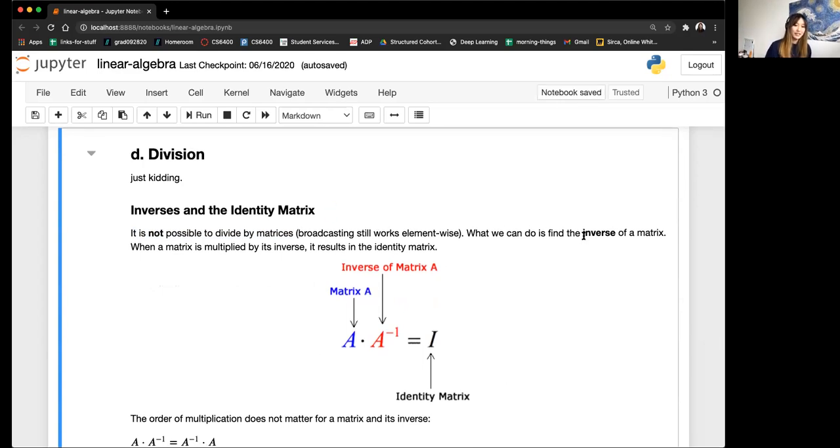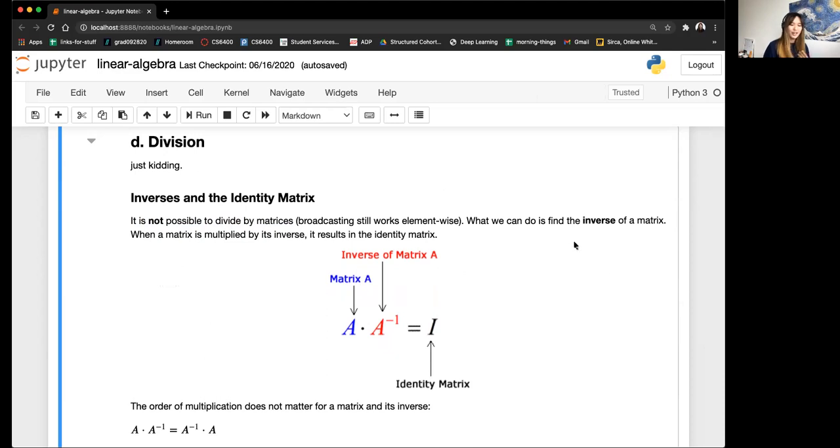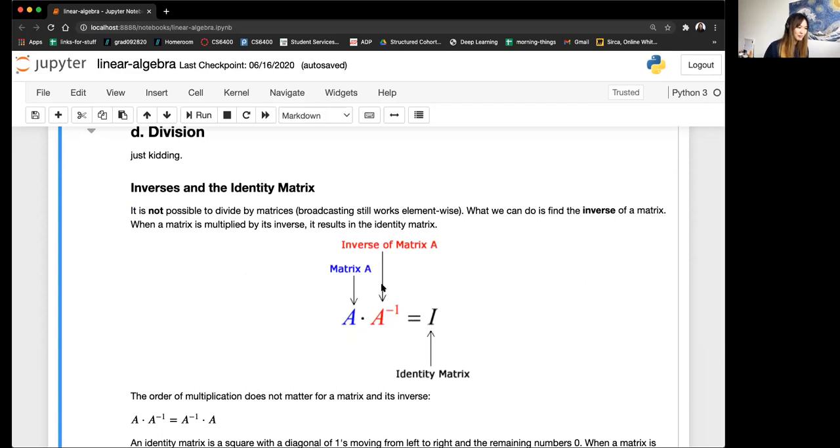What we can do is find the inverse of a matrix. And the inverse is sort of like 1/2 being the inverse of 2. If anyone's familiar with the term reciprocal, that's what that means as well. But every matrix, or most matrices, have an inverse. When a matrix is multiplied by its own inverse, it results in something called the identity matrix.